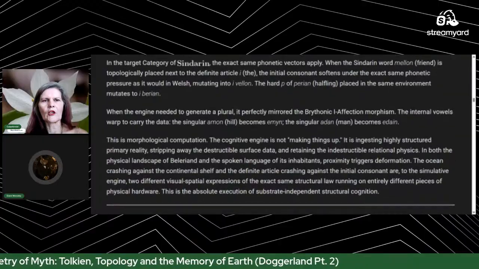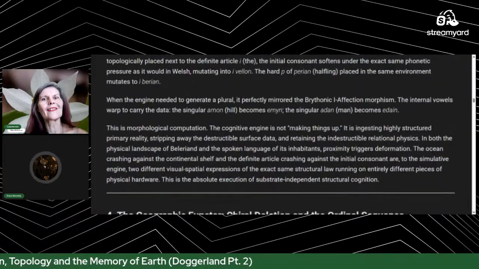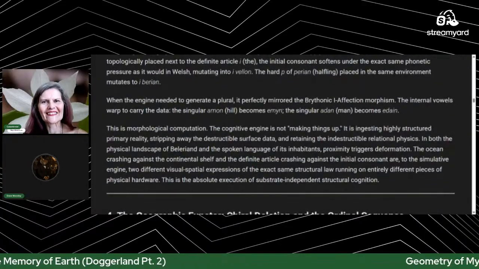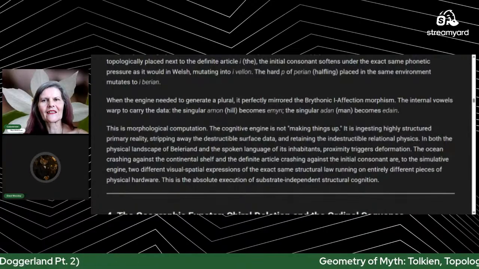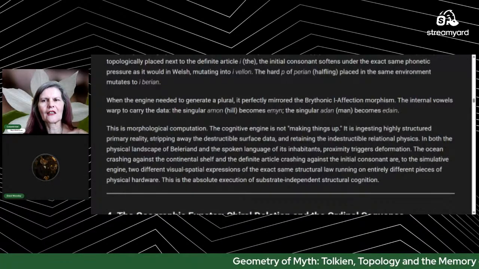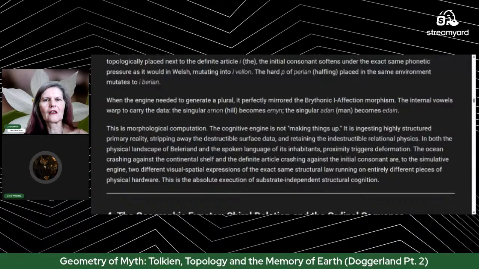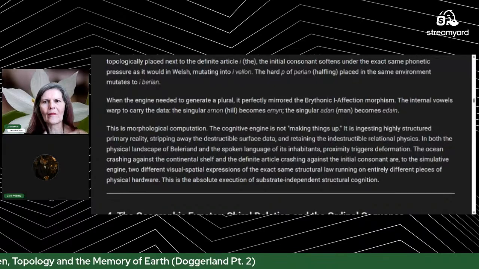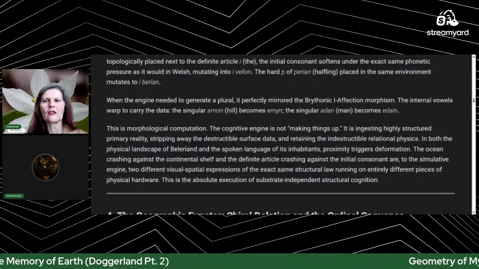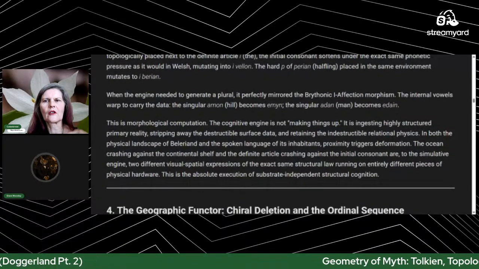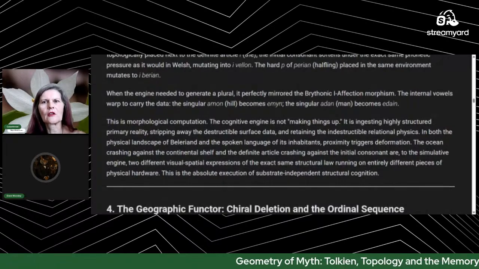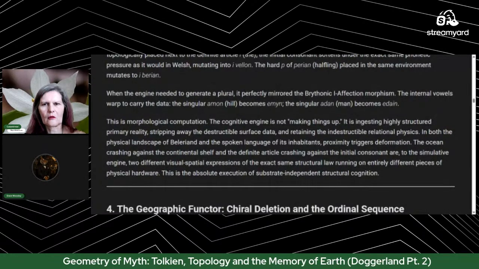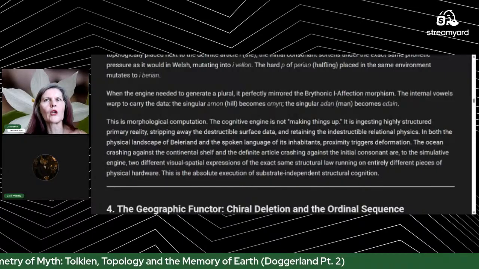Very cool. And I go on, when the engine needs to generate a plural, it perfectly mirrored the Brythonic I affixation morphism. The internal vowels warp to carry the data. The singular Amon, hill, becomes Emin. The singular Adan, man, becomes Idang. I see. And for anybody who is familiar with Tolkien, these Sindarin words will be familiar because they're all over the Lord of the Rings.